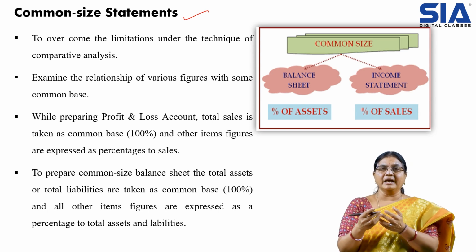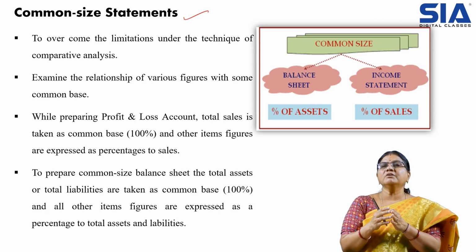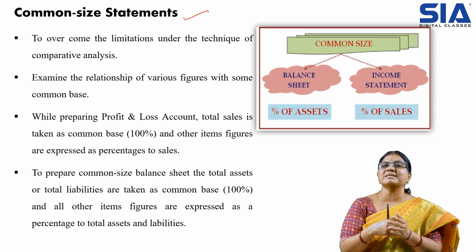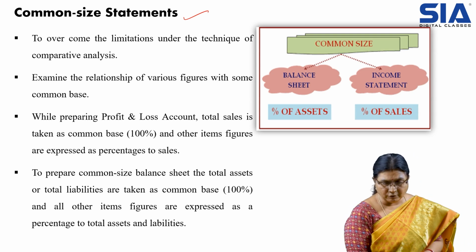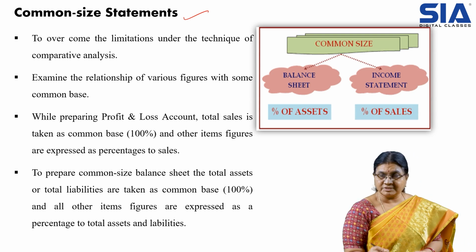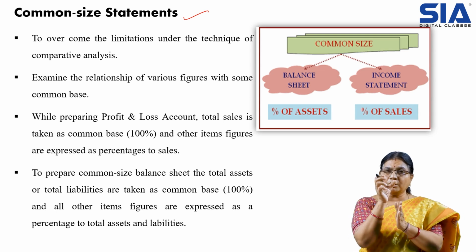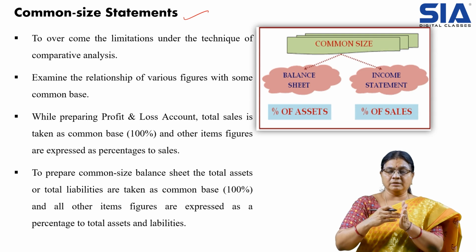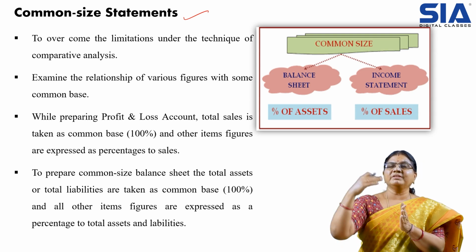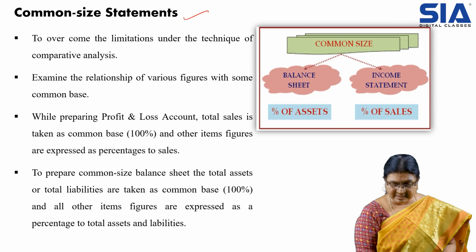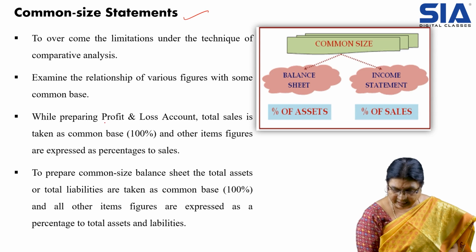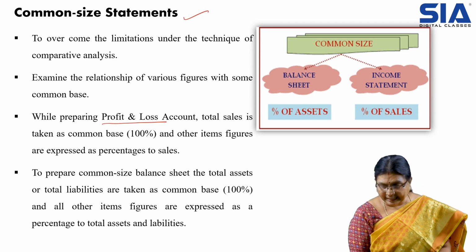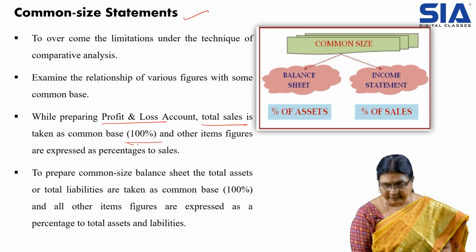So what we try to do here is simplify and shortcut the figures by expressing them as 100%, in the form of percentages. We make the figure of the statement 100, so that we can understand it by finding the relationship with the other components. Here you can see the profit and loss as well as the balance sheet. In the case of profit and loss, we take the total sales as the base, 100%.